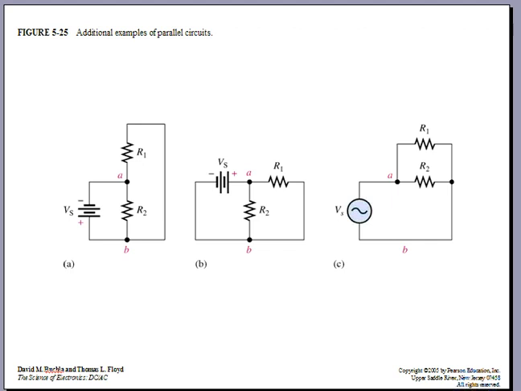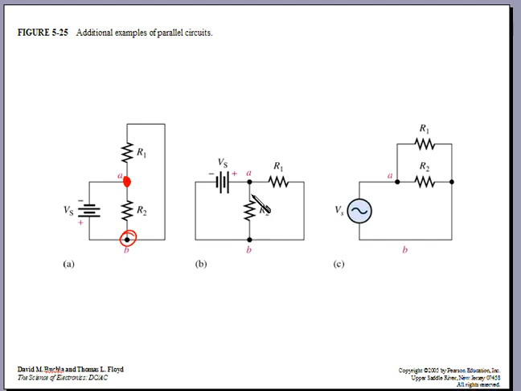Let's take another look at this. Now, this one looks a little different, but it's still a parallel connection. If you look at point A, the top of resistor R2 is connected to the top of resistor 1, and look where the bottoms are connected. Even though this is a huge line, they're still connected. The bottoms are still connected together.